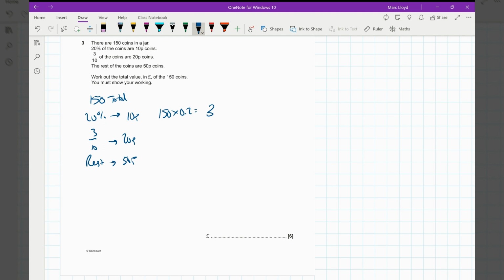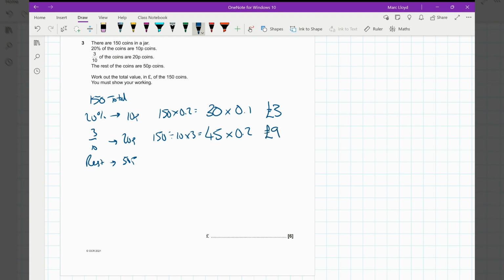That's 30. And then if we times that by 0.1, we're going to find the value. So that's 3, which is £3 in 10 pences. Okay, 150 is then going to be divided by 10 and multiplied by 3. That's going to find 3/10. So 150 divided by 10 times by 3, that's 45. And then we multiply that by 0.2, and that's £9.